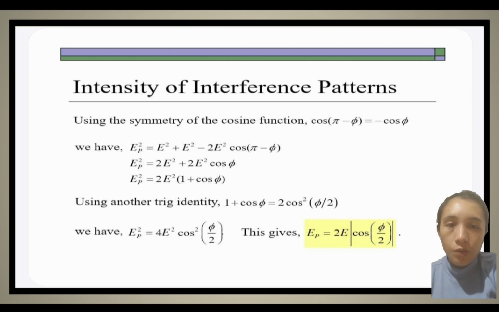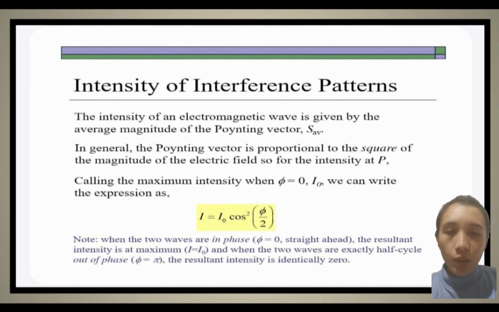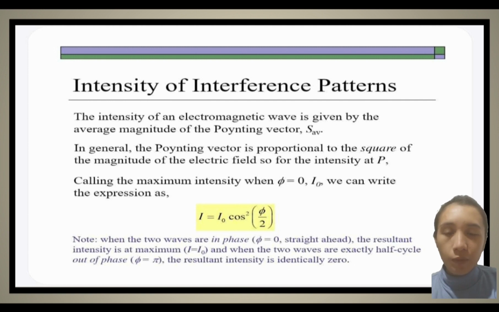The intensity of an electromagnetic wave is given by the average magnitude of the Poynting vector. The Poynting vector describes the energy flow associated with an electromagnetic wave. It is denoted by the capital S with the subscript AV. In general, the Poynting vector is proportional to the square of the magnitude of the electric field. So for the intensity at point P, calling the maximum intensity the intensity when the phase difference is equal to 0, we can write this expression as the resultant intensity equals the maximum intensity times cosine squared of the phase difference over 2.